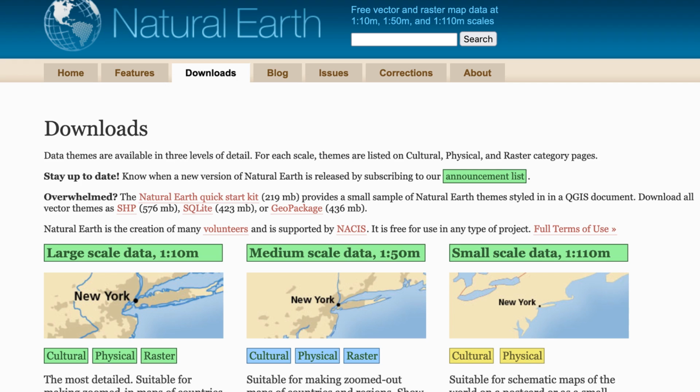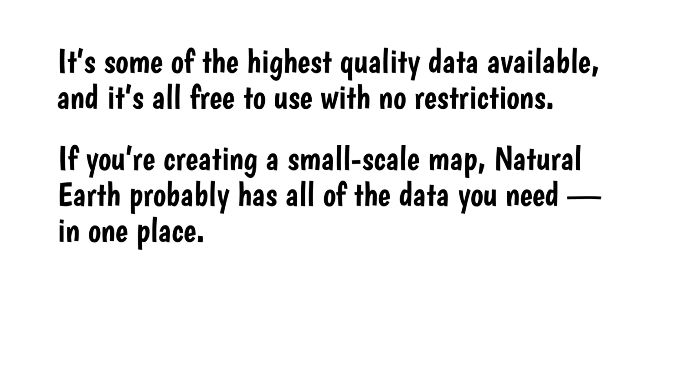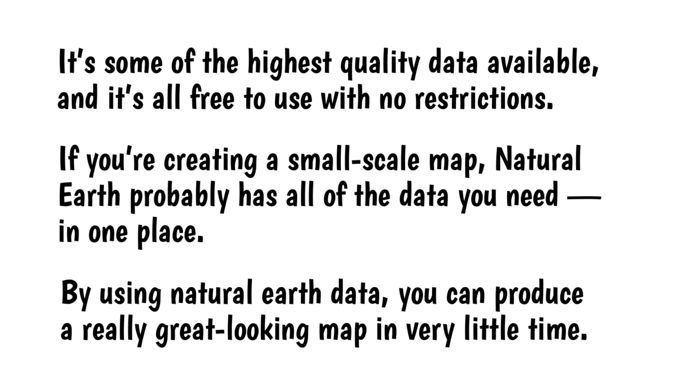Natural Earth offers both raster and vector data, but that's only the beginning. It's some of the highest quality data available, and it's all free to use with no restrictions. The vector data includes a lot of useful GIS attributes, giving the data a lot of flexibility. If you're creating a small-scale map, a map of the world or other large area, such as the US, Natural Earth probably has all of the data you need, all in one place. By using Natural Earth data, you can produce a really great-looking map in very little time.